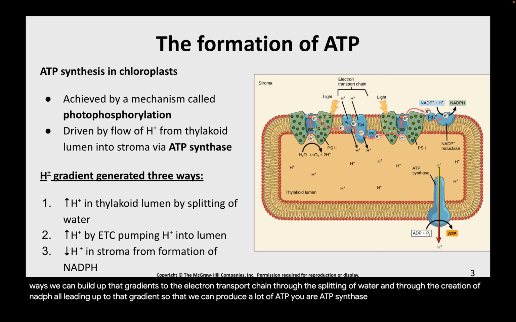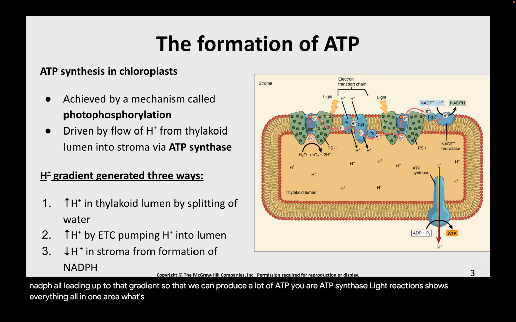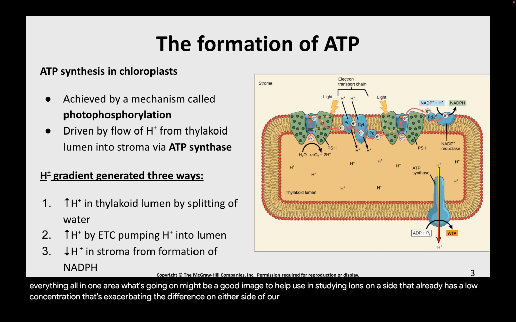I like this image. It's a very succinct image for the light reactions. It shows everything all in one area, what's going on. Might be a good image to help use in studying. So the third one, the production of NADPH. So we're using up hydrogen ions on a side that already has a low concentration, thus exacerbating the difference on either side of our membranes.